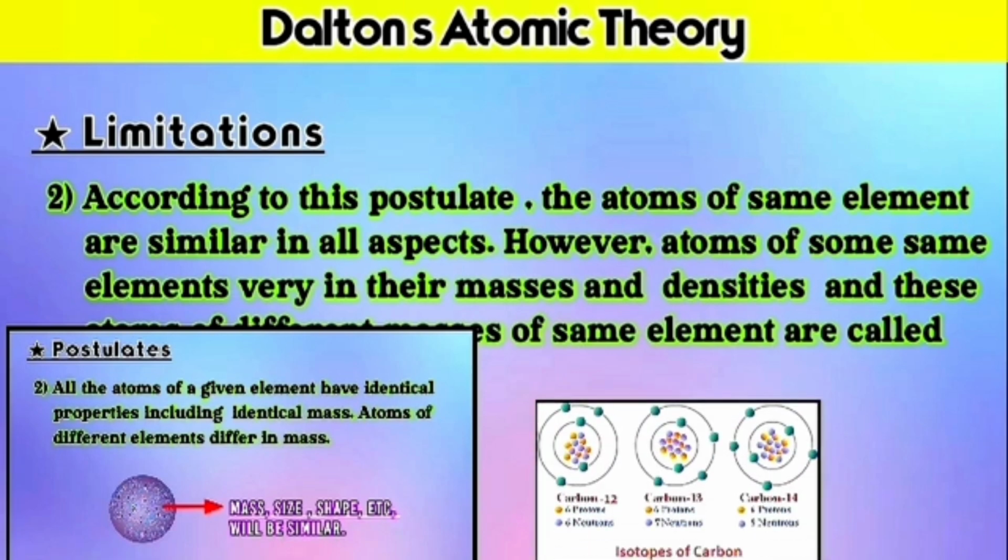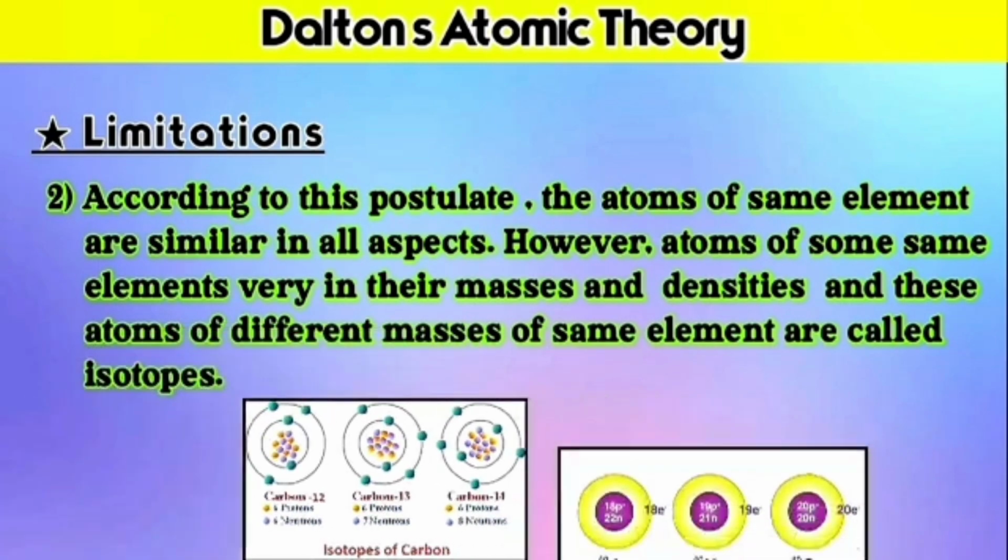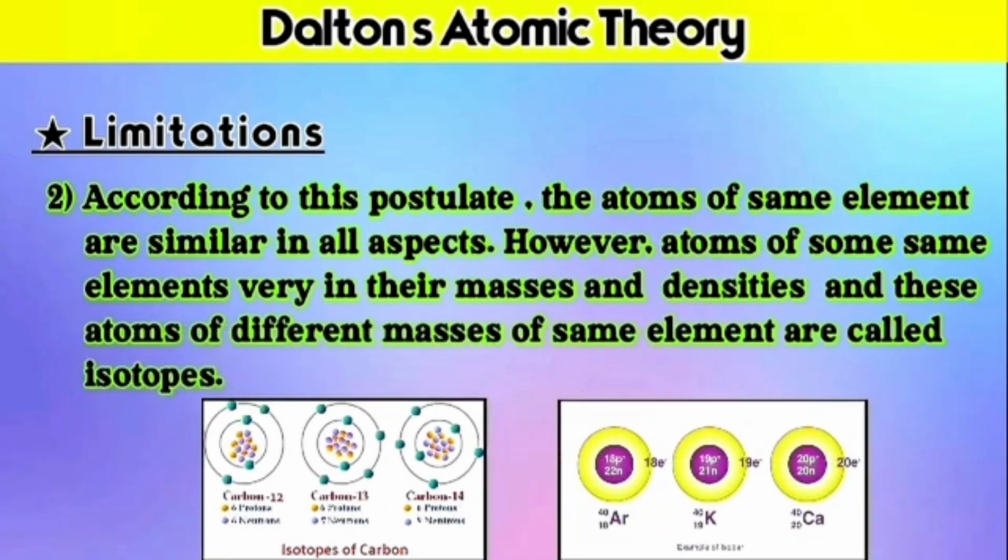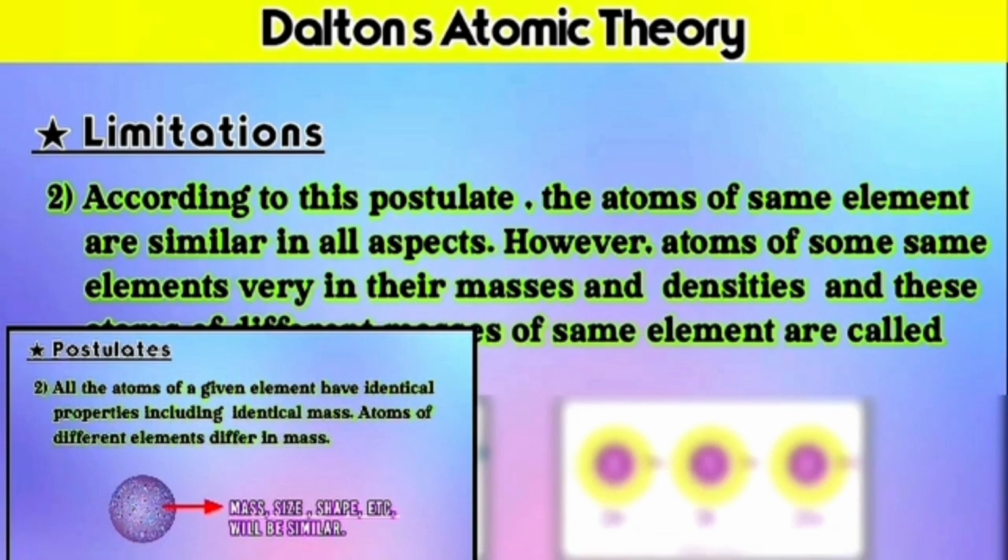Yes, the atoms of the same element vary in their masses and densities, and these atoms with different properties are called isotopes. And by the way, Dalton in his theory also said that the properties of atoms of two different elements will not be the same, but now we know that in many cases atoms of two different elements have the same mass, and these are called isobars. So according to these things, postulate number 2 is also proved wrong. Hence, it was also considered a major drawback of this theory. So now I hope you all understood Dalton's atomic theory and its drawbacks, right? Now let's have a look at some important questions related to this theory.